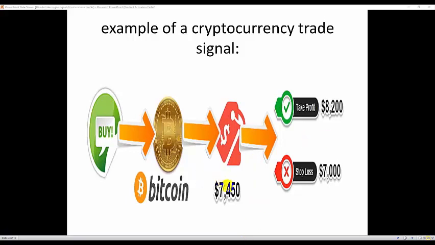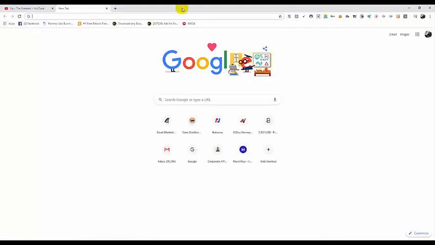Okay, so let's say you bought Bitcoin at 7,450 and you take profit at 8,200. That's good profit. Now the stop loss is the point where you take your loss so that your account will not be liquidated, especially if you're trading on margin, with leverage. So your stop loss is at 7,000. Now let's do a little mathematics to calculate how this will affect your account.